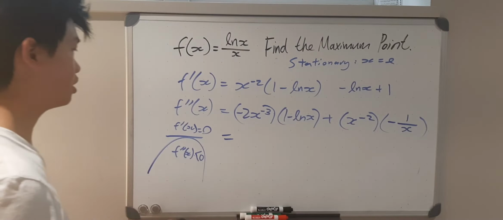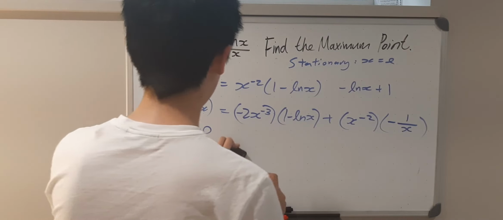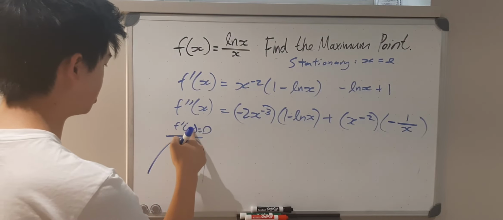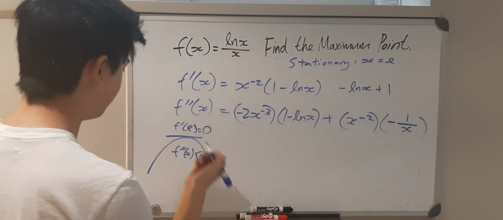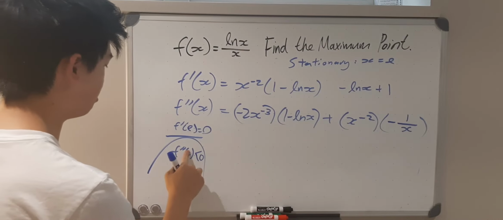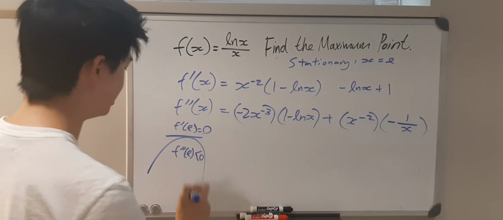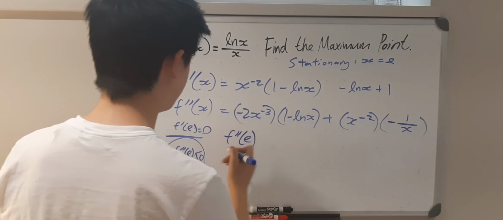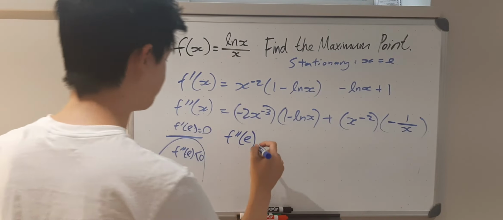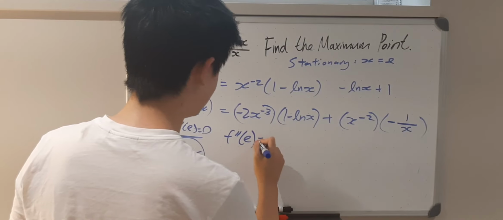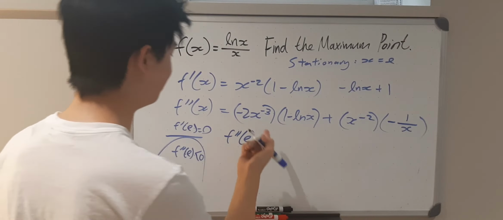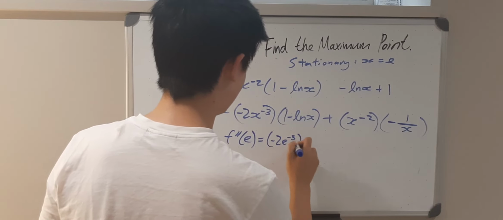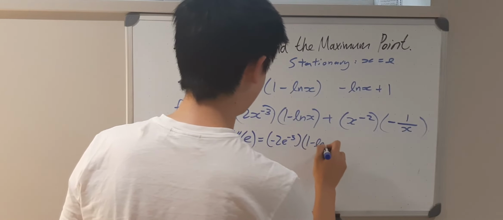We know the point in question is e, so f prime of e is 0. Now we have to see if f double prime of e is less than 0. So let's input e into f double prime. That equals minus 2e to the negative 3 times 1 minus ln e.